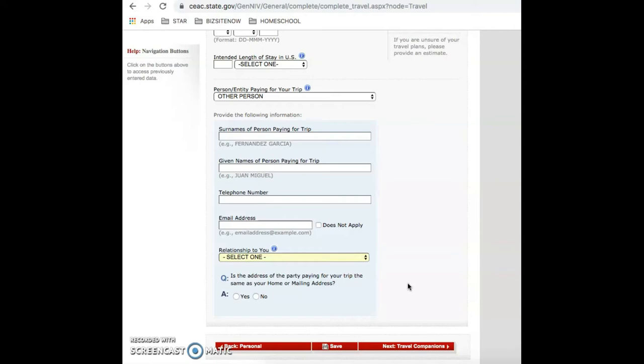I think yan yung isa talaga sa kailangan sa lahat naman ng bagay. Pero for getting a US visa, madami nagtatanong ng tips. Ako ano lang talaga, pagiging honest lang. And then of course, you have to click next, your travel companions. Just click this part.